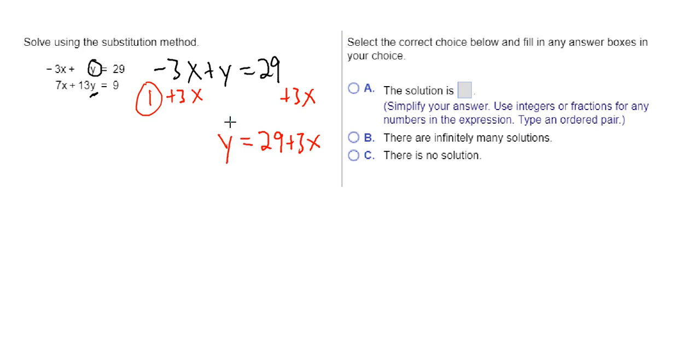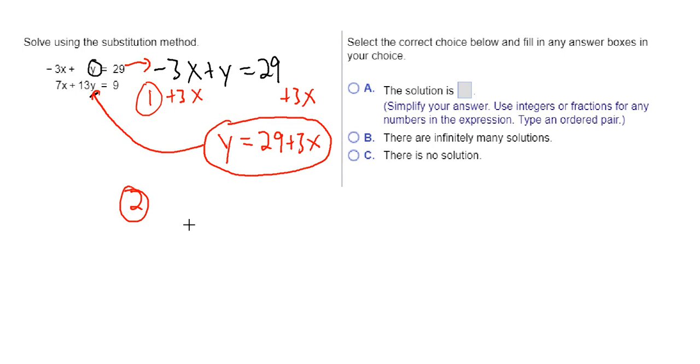Right? So now that we know y is equal to 29 plus 3x, we can move on to step 2, which is to plug this into the other equation. And we want to make sure you don't plug it back into the equation you just got this information from, because then you're going to draw the wrong conclusion. We just got this information from the top equation, so this needs to get plugged into the bottom equation. Use the equation that hasn't been used yet.